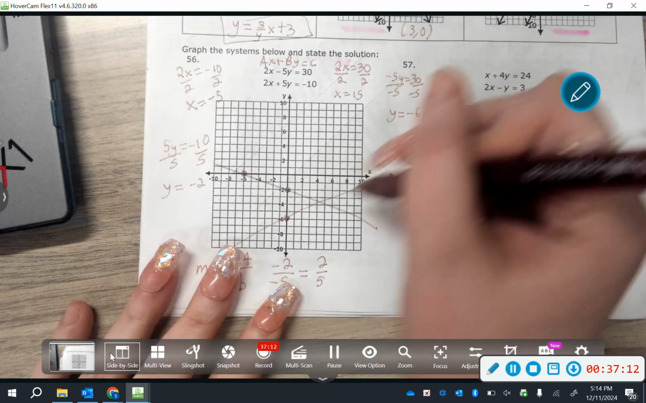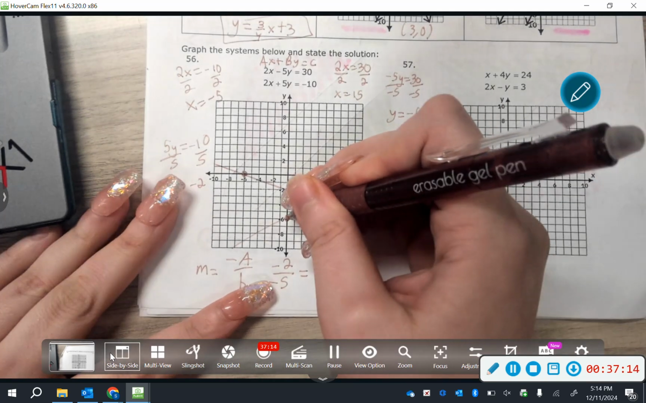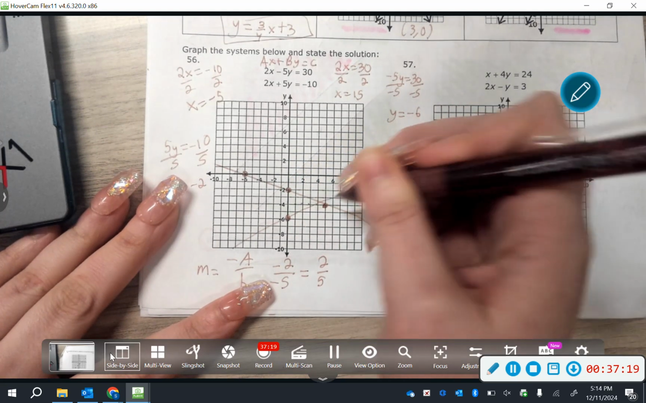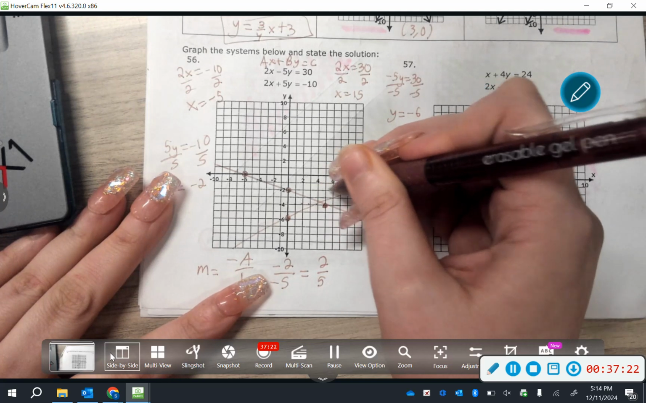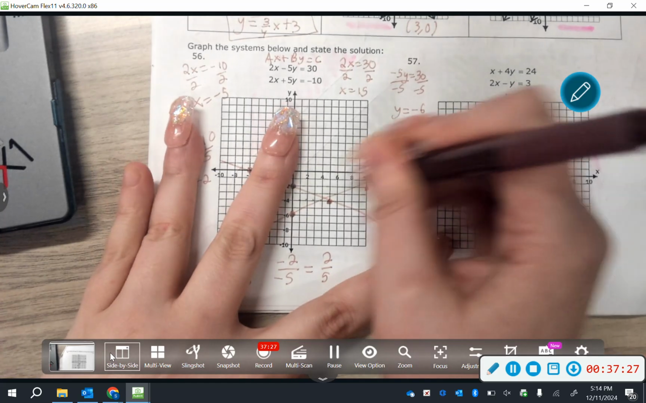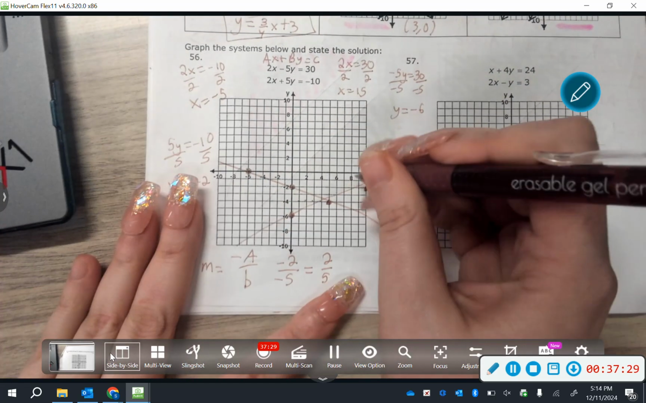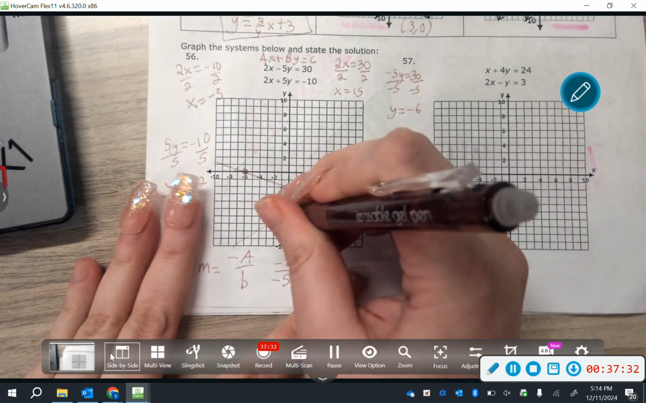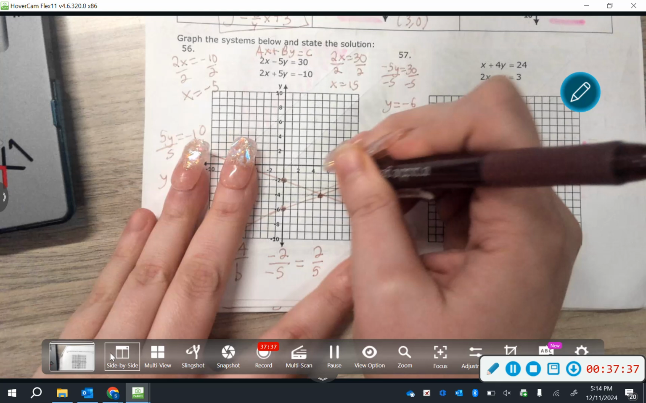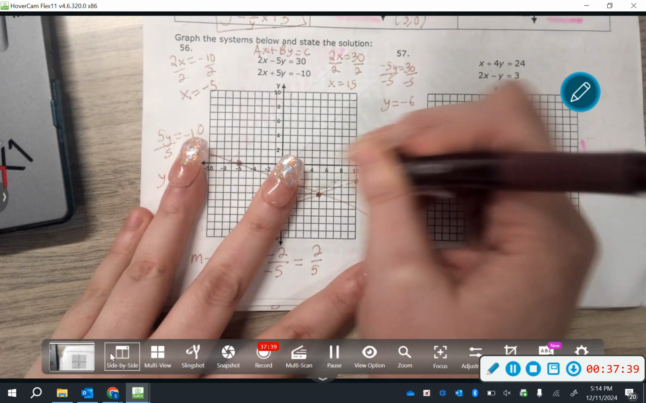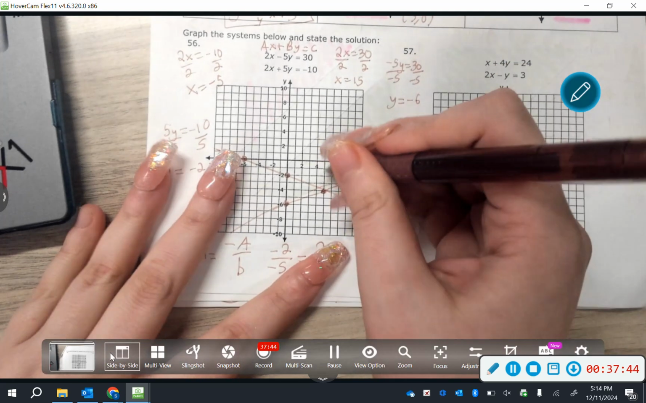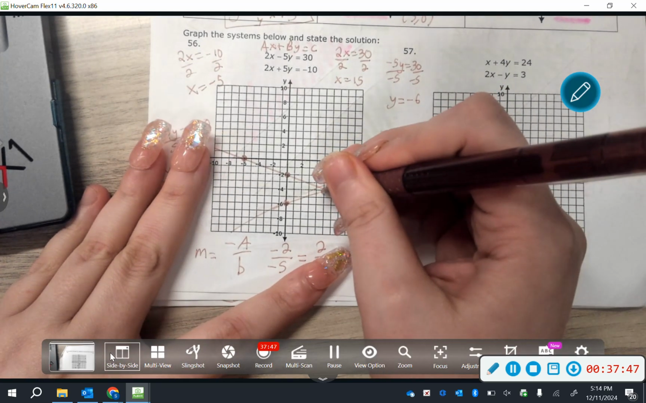Oh, because I'm looking at the wrong line. Okay, so that means we go up 2, right 1, 2, 3, 4, 5. Oh, my line was so off. Okay, I fixed it. Now that I fixed my line, I was definitely not correct. They cross here at 5, negative 4.